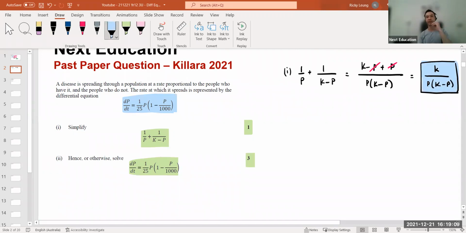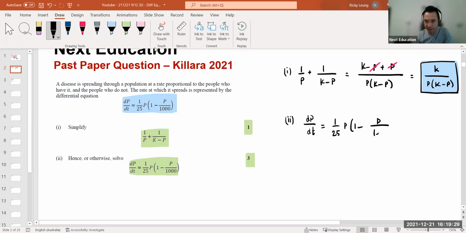Yep, piece of cake. All right, that's 1 mark. Part two. Now, part two, hence or otherwise, solve that. So we're going to start off with this differential equation, right? We're going to start off with this guy, 1 on 25, p times 1 minus p on 1,000.